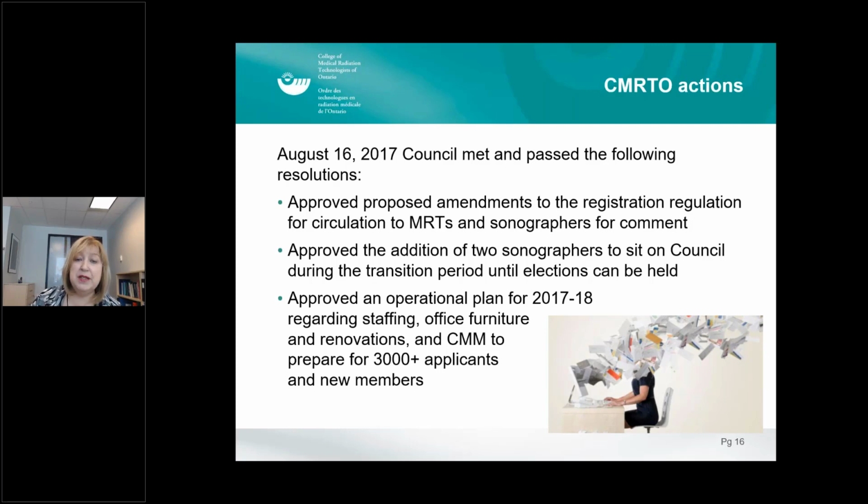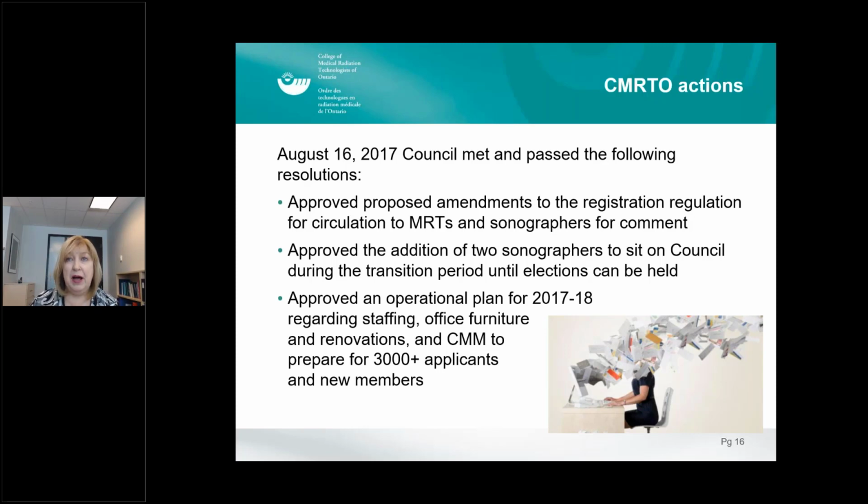They proposed amendments to the registration regulation for circulation to MRTs and sonographers for comment, and that regulation establishes sonographers as a 5th specialty. They also approved the addition of 2 sonographers to sit on our council during the transition period until we can have elections in the specialty of sonography. And they approved an operational plan for 2017 and 2018 regarding staffing.